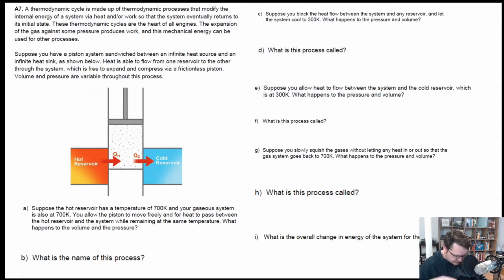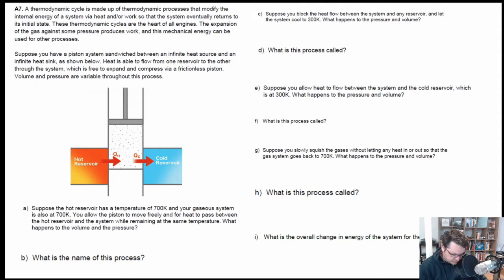going through it, if we look at it, we have a piston. It has a gas inside of it, and then we have a heat reservoir on one side and a cold reservoir on the other side. There are going to be different conditions that tell us what's going on. So, part A says, suppose that the hot reservoir has a temperature of 700 Kelvin and your gaseous system is also at 700 Kelvin.